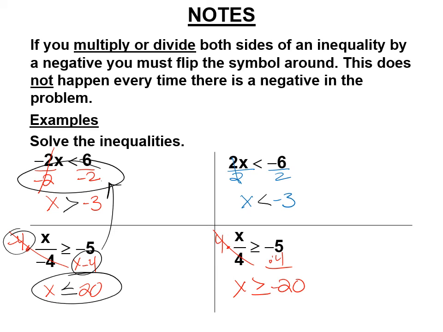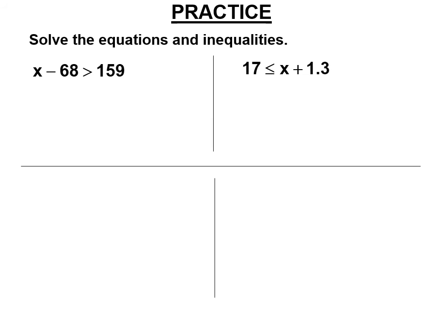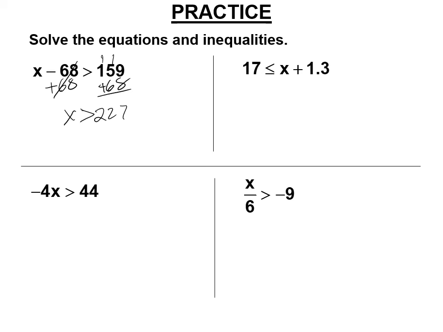Now, adding and subtracting a negative does not do this flipping. It is only multiplying or dividing by a negative. So let's practice. I want you to look at these. Of the 4, one you have to flip the symbol around. Do you know which one it is before we even start? So we're going to add 68 to both sides. Adding and subtracting are never a problem for flipping. And x is greater than 227.